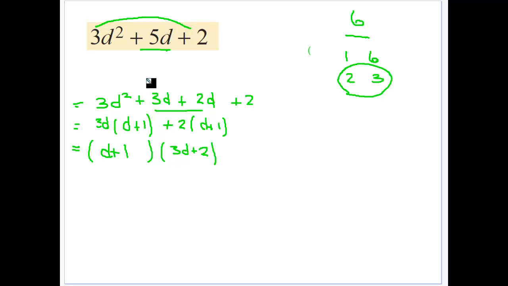Now if you expand that out and collect your like terms, you get back to the original. But there's the little trick we have to do to find that decomposition. We multiply the coefficient of the d squared and our constant term, and if that gives us 6, we ask what the factors of 6 are that add to give us 5d. And it's going to add in this case because it's going to be the sum.